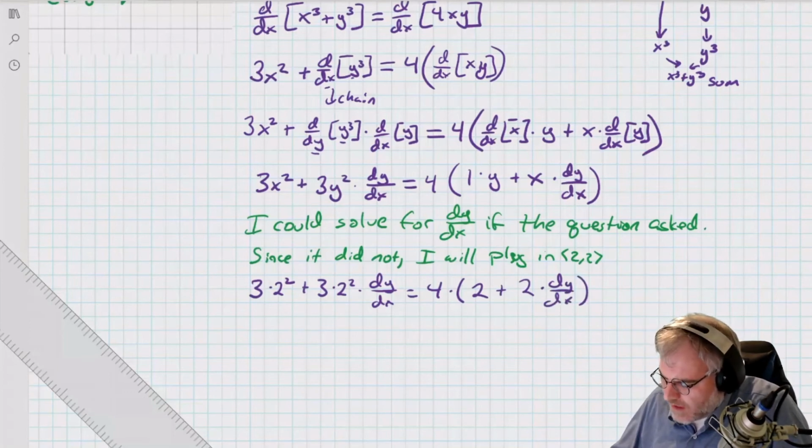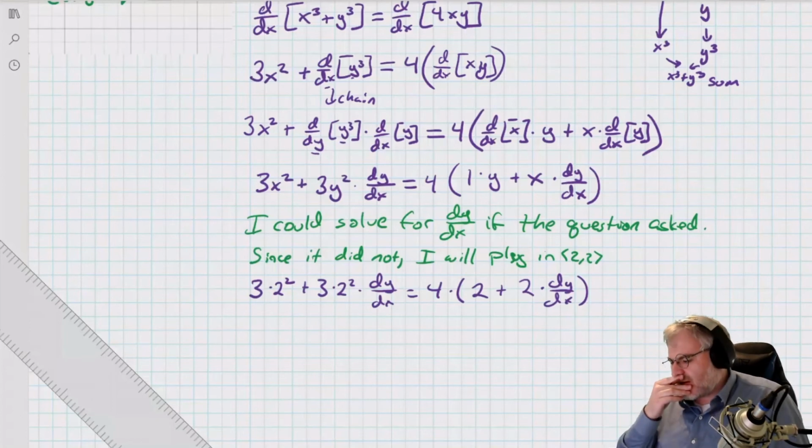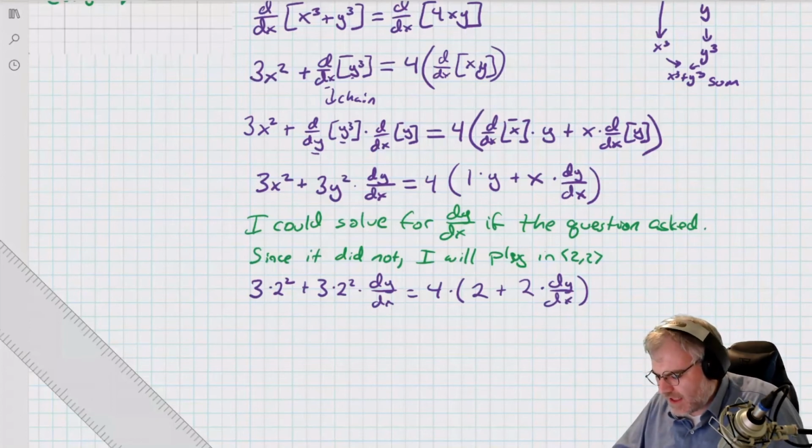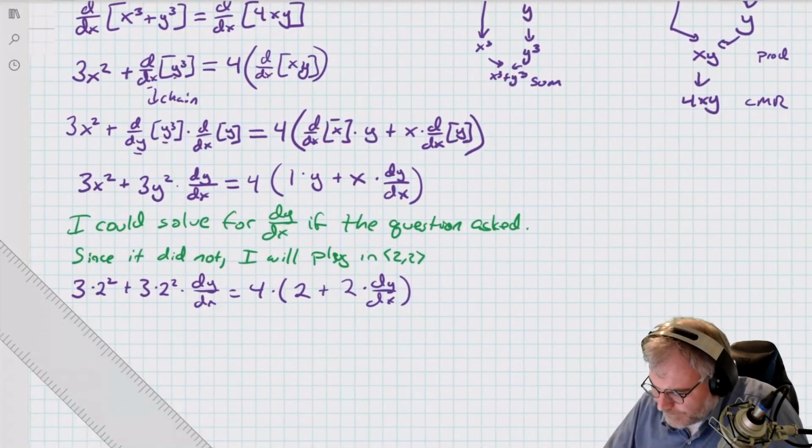Now, if I wanted to solve explicitly for dy over dx first, I would multiply the 4 out. I'd wind up with 4y plus 4x here, right? Then I'd have to divide things. It's doable, but it's unpleasant. I want to solve for dy over dx, so I get all the terms with dy over dx on one side, and all the terms without it on the other. Right, so if I wanted to, I would do this.